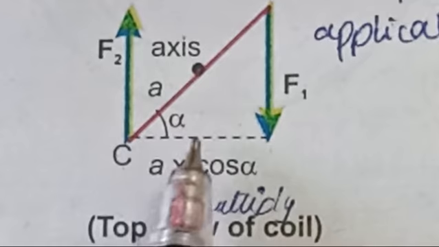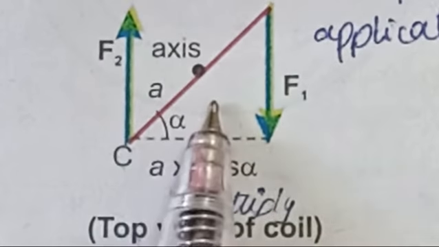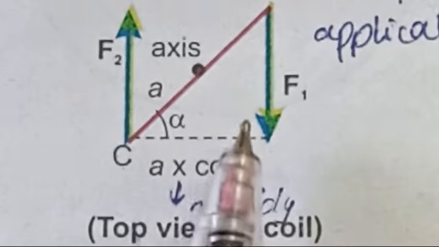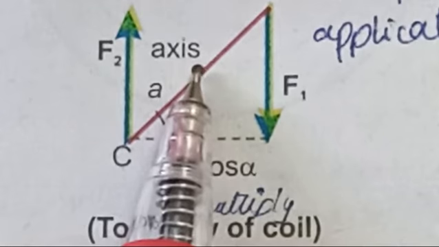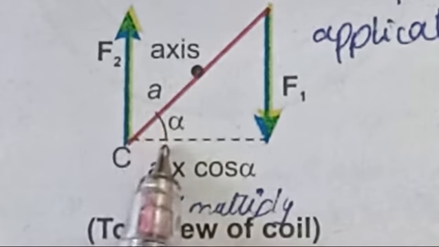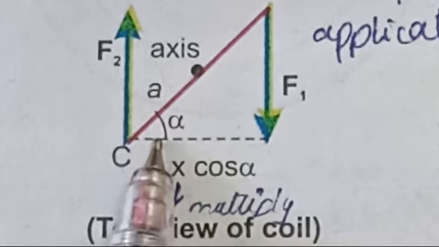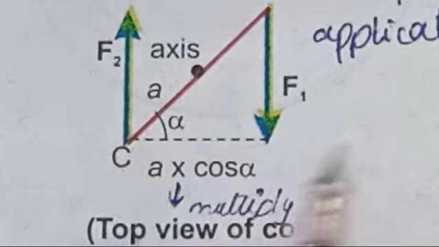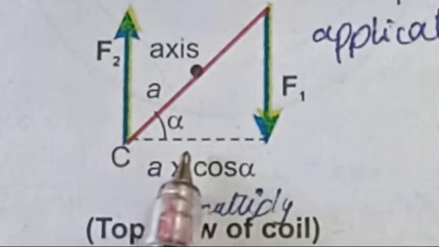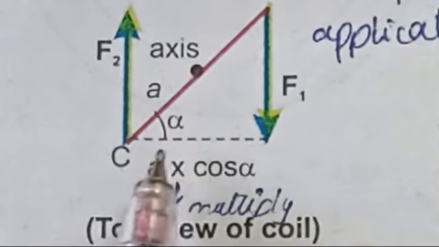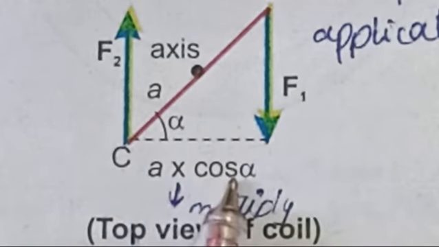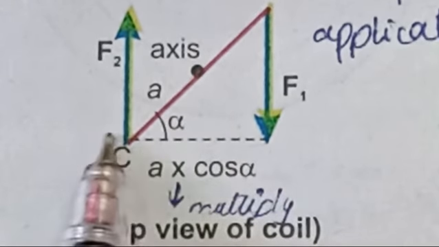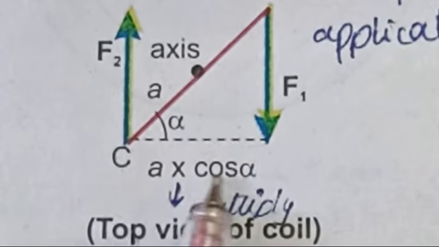Dear students, this is the top view of the coil. It gives the value of torque when the magnetic field is in the plane of the coil. However, if the field makes an angle alpha with the plane of the coil, as shown in this figure, the moment arm now becomes A cos alpha. As this side length is A, its projection on horizontal is A cos alpha, as it is making some angle along horizontal, so that's why A cos alpha.